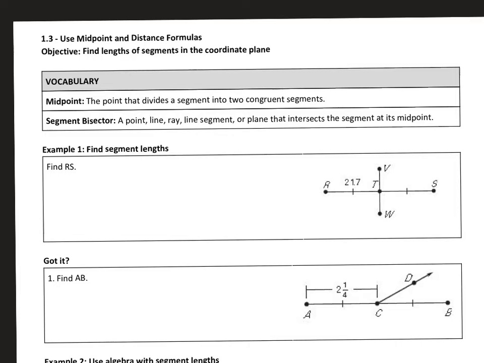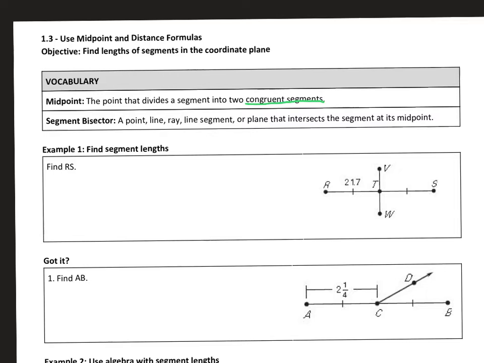So we're going to talk about two things here. A midpoint is a point that divides a segment into two congruent segments. It divides that segment into two equal length segments, okay? So midpoint is a point that divides a segment into two congruent segments.